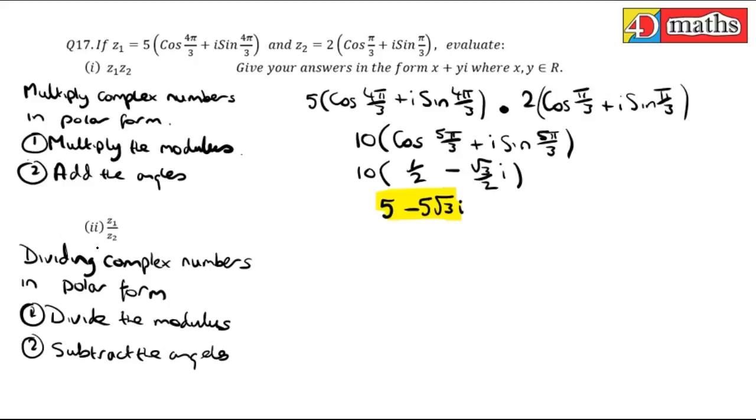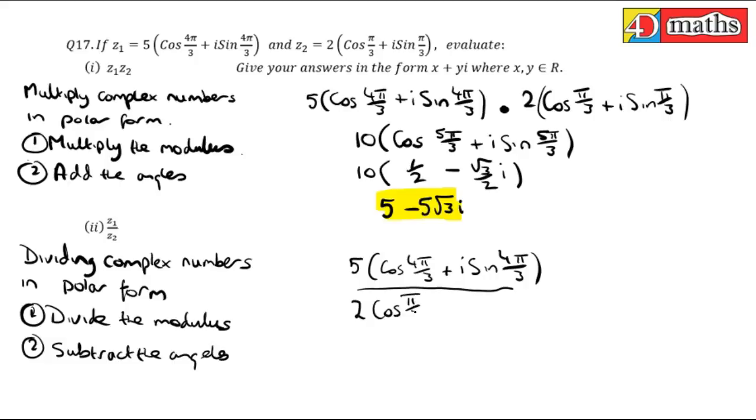Okay, so this is Z1 over Z2. So what we have is 5 (cos 4π/3 + i sin 4π/3) being divided this time by 2 (cos π/3 + i sin π/3). Okay, so we'll do what it says. It says divide the modulus. So 5 divided by 2 is 5 over 2.